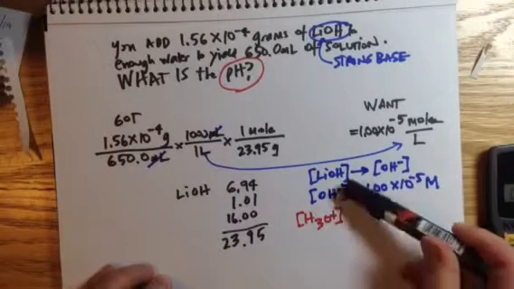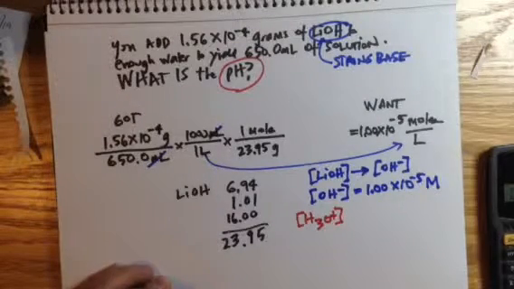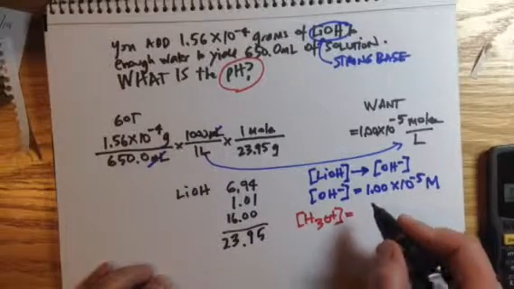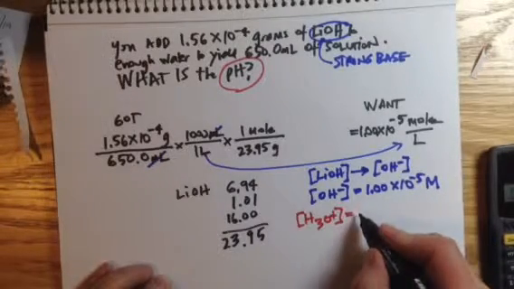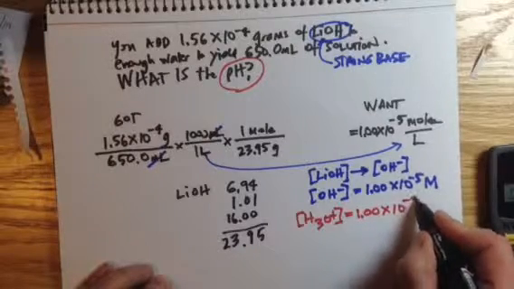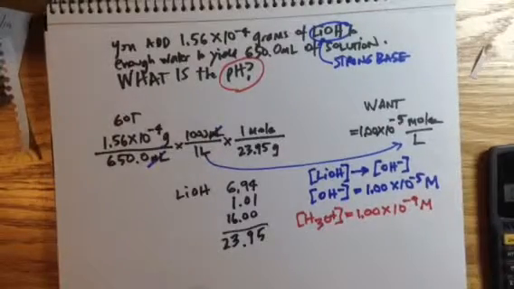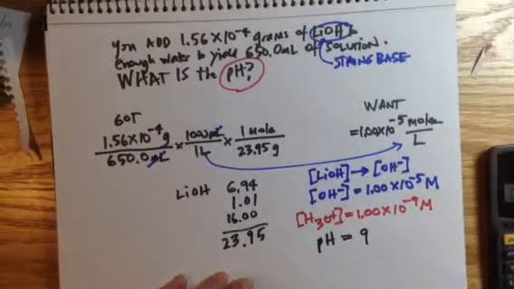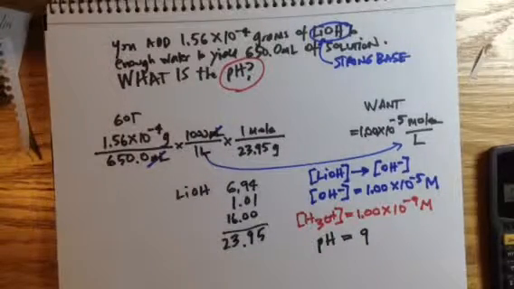Well, remember, the hydroxide times the hydronium has to be 1.0 times 10 to the minus 14. So the hydronium ion is going to be 1.00 times 10 to the minus 9. And if we have that, the hydronium, it's pretty easy to get the pH. It's going to be 9. And that's a sample problem.